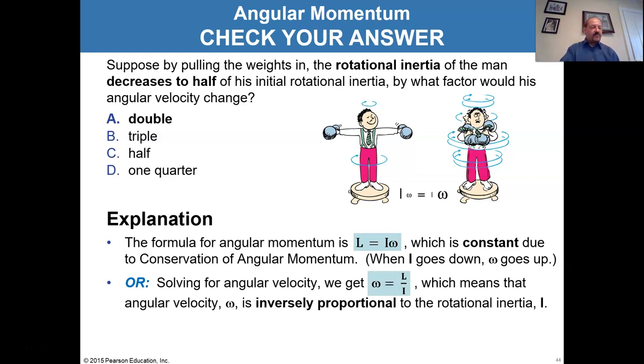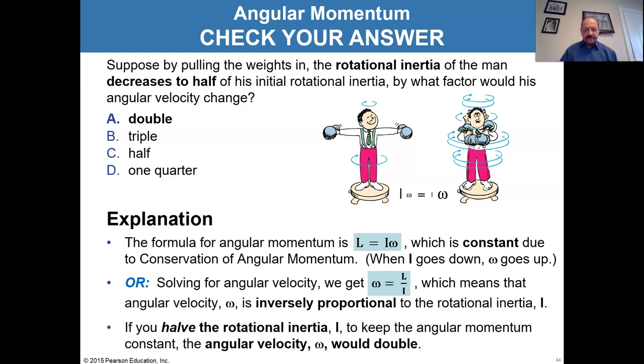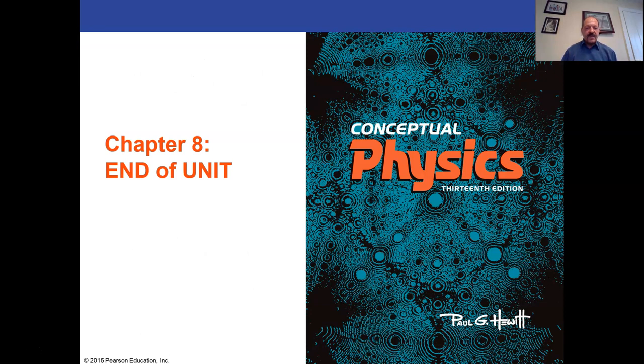If you want to rearrange the formula, you can see omega equals the constant L divided by your inertia. So omega and I, the rotational velocity and the rotational inertia, are inversely proportional to one another. One goes up, one goes down by the same factor, and vice versa. So if you halve the rotational inertia, you'll double your rotational speed. And with that, we'll end here.